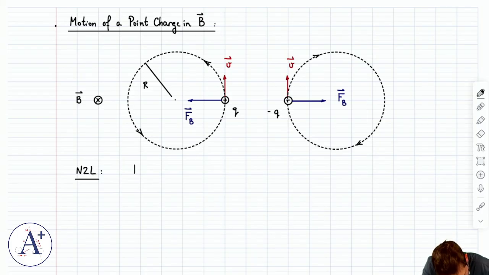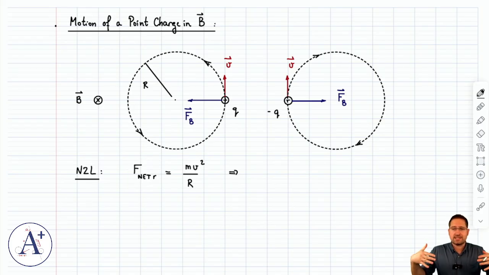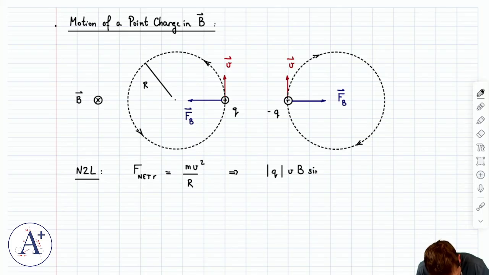It's the infamous F net R is equal to mv squared over r. And of course, F net R is the net force toward the center. It's the net centripetal force, because a force toward the center is what you need to move in a circular path. And then that's going to be FB. Now, the magnitude of FB is absolute value of q, v, B, sine of the angle between v and B, which is 90. And that's equal to mv squared divided by r.